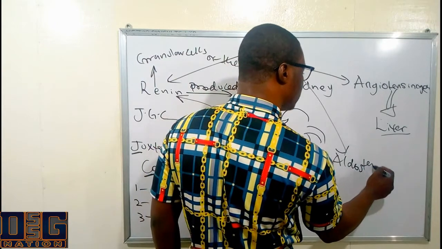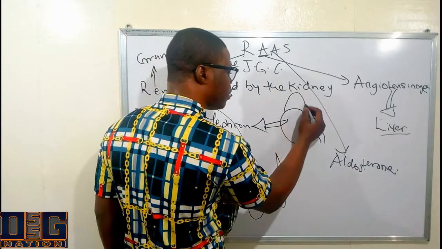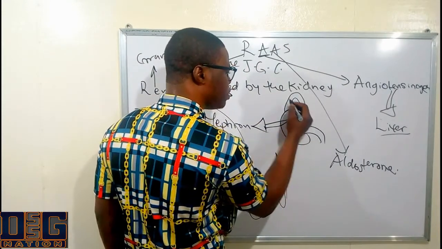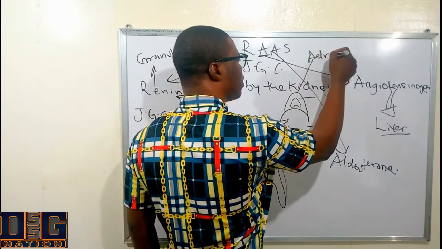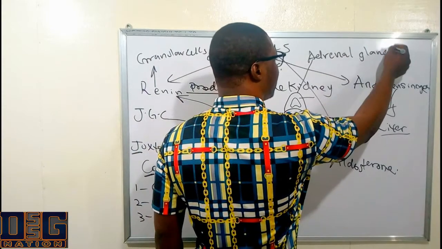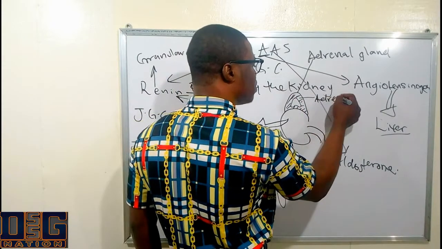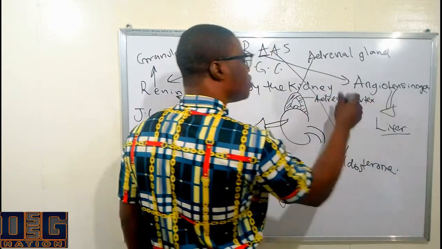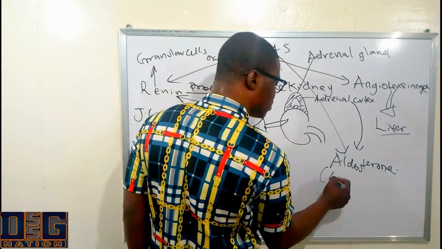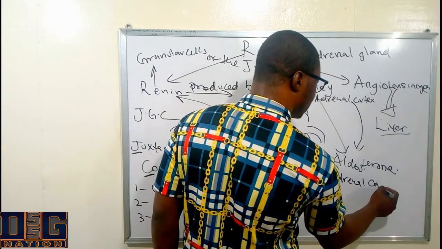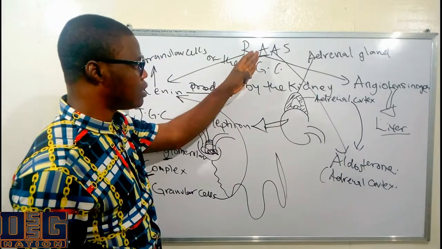So for this aldosterone, we have the kidney right here. The kidney has a gland on it. This gland has 2 layers and is called the adrenal gland. The outer part of this adrenal gland is called the adrenal cortex. This adrenal cortex is the one responsible for producing aldosterone. So aldosterone is produced by the adrenal cortex. So that is it about the renin, angiotensin, and aldosterone.